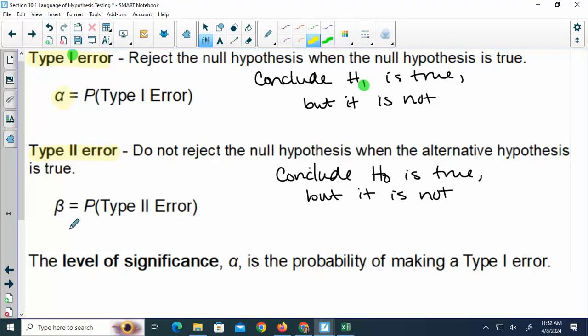For type 2 error, beta is the level for that. In almost every hypothesis testing problem that we will do, we will have an alpha level. And remember, alpha is the probability of making a type 1 error. That's also sometimes called the level of significance. So the more serious our situation, the smaller we would need our alpha to be.